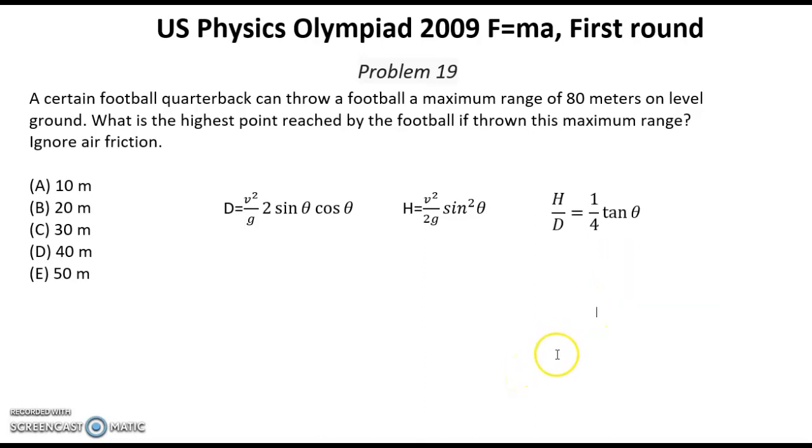And now we can use this formula to solve this problem, because for maximum range we have angle equal 45 degrees, and the tangent of 45 degrees is 1. So it means that the height is 4 times less than the range, and the solution is 20 meters.